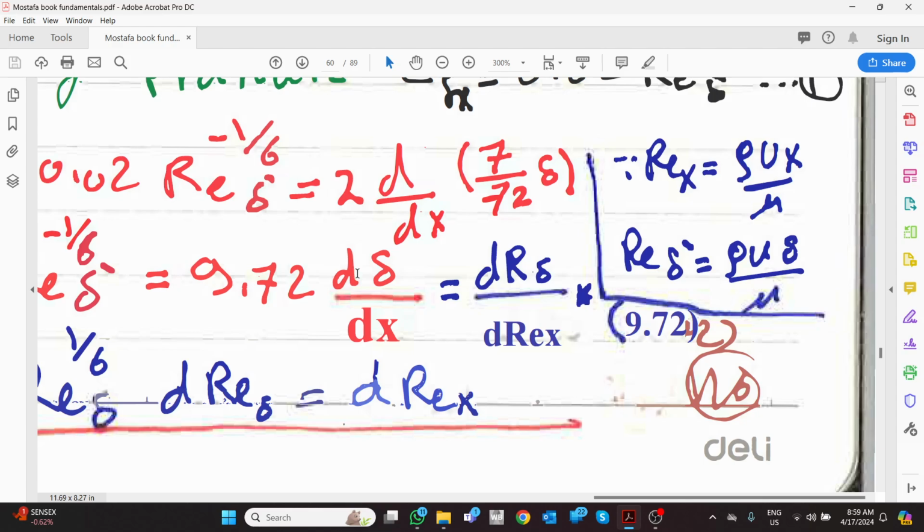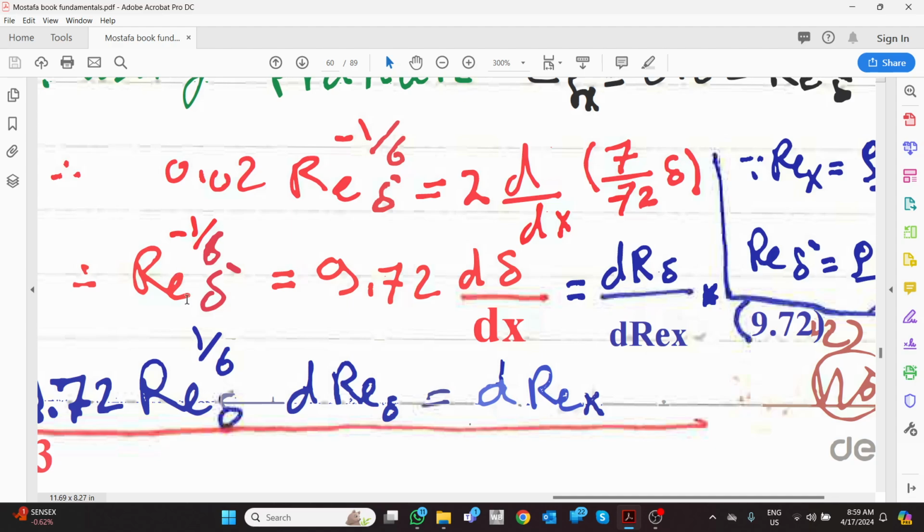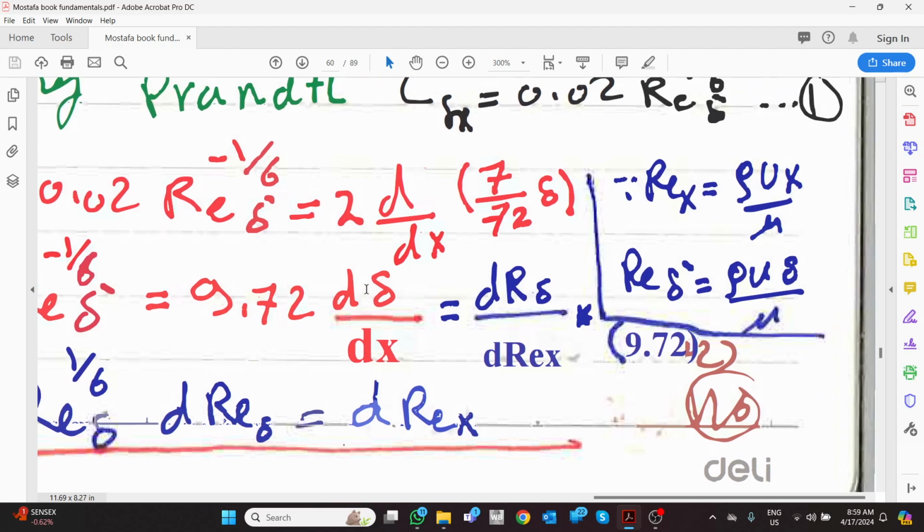Okay, so it is d delta by dx, this number by 2, it is equal to Reynolds number, and so on. Okay, we know that is d delta by dx. If you take the derivative here, d delta and dx divided by each other, it is exactly this one divided by this one. So you will get d delta by dx.